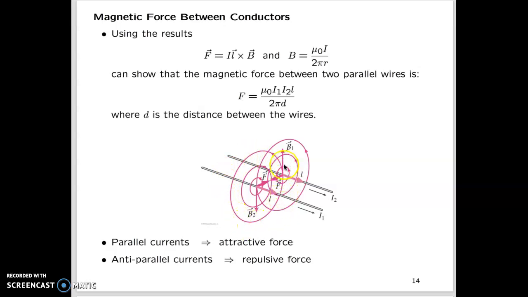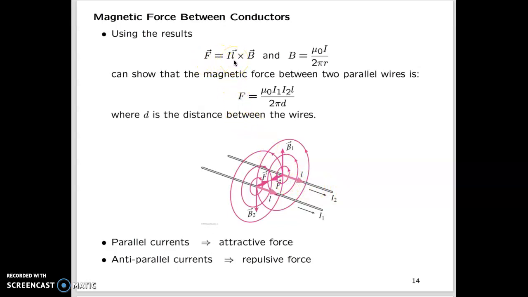Right at this point, that's pointing upwards. That's what's labeled here B1. It might seem a little strange that we're labeling the magnetic field B1, given that it's a point on current number 2, but it's the magnetic field caused by current number 1, and current number 2 just happens to be in that field. If it's in that field, it will feel a force.